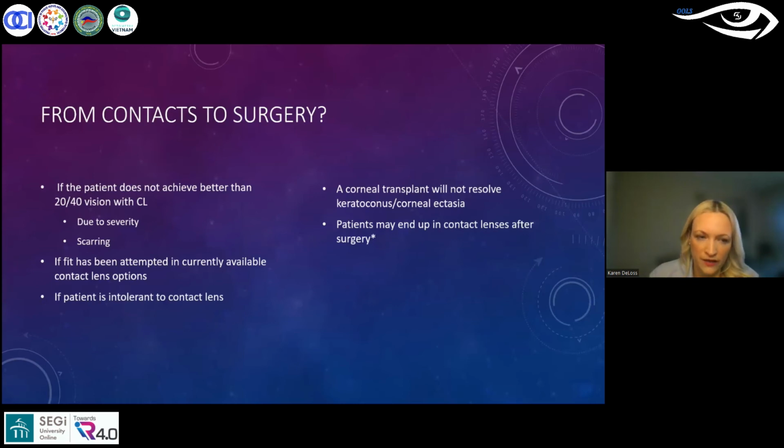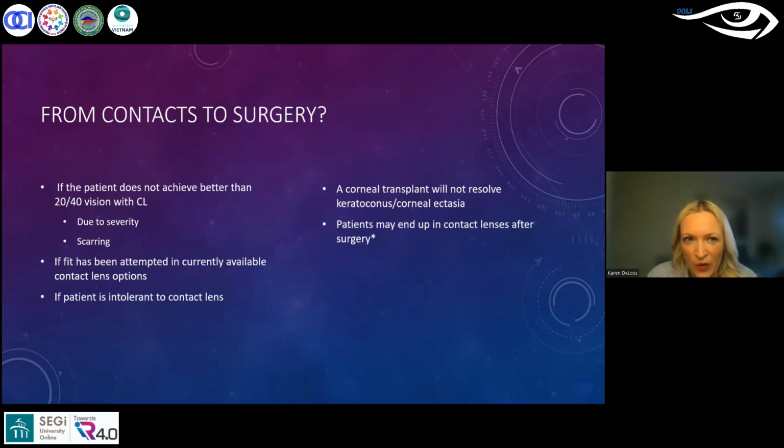Clinical practice. One of the key things that I found was a little bit of a difficulty over time was, when do I send these patients for surgery? The keys are if the patient does not achieve better vision than 20/40, if the patient has exhausted all contact lens options, or if the patient is intolerant to contact lens.